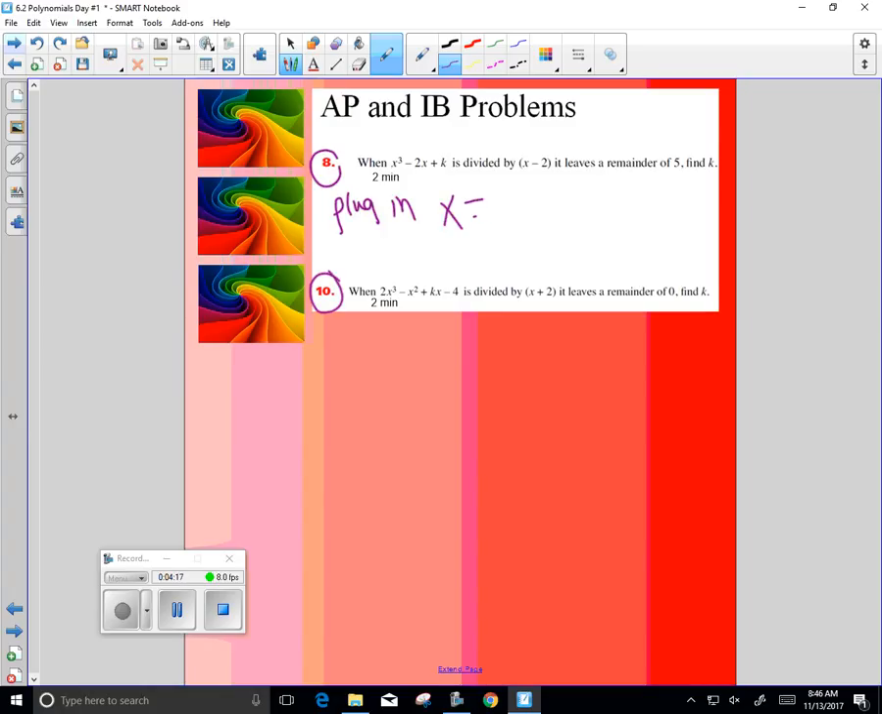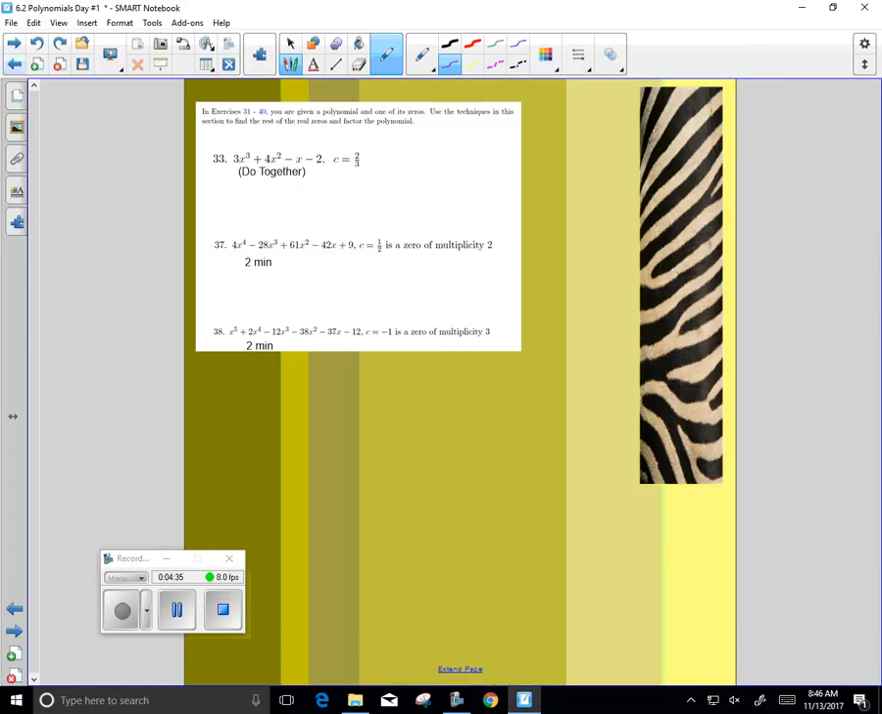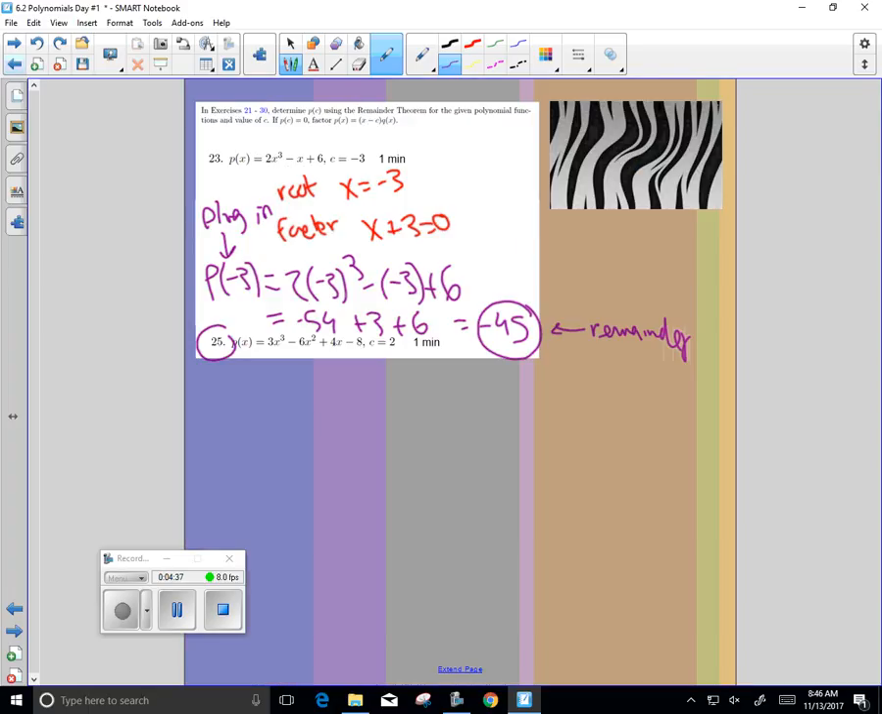x equal to what? The factor is x minus 2. Just a second. What's the root of x minus 2? 2. So that's what you're going to plug in, and you're going to see if you can find out what k is. I'm going to check 8, 10, these 3, and these 2. So 23 to the end tomorrow, and then we'll do our lab activity.